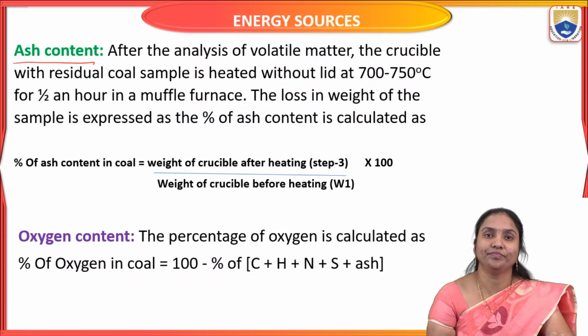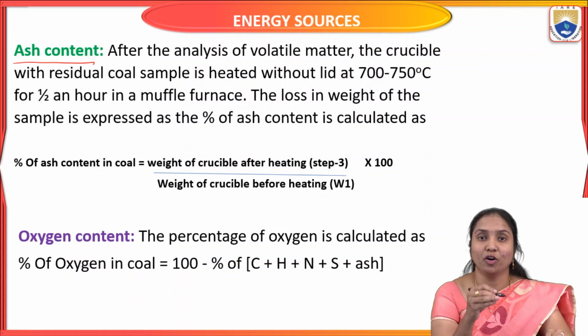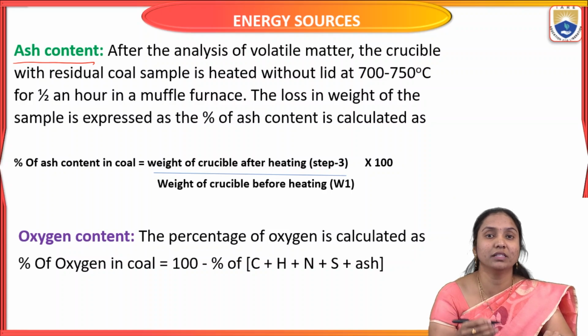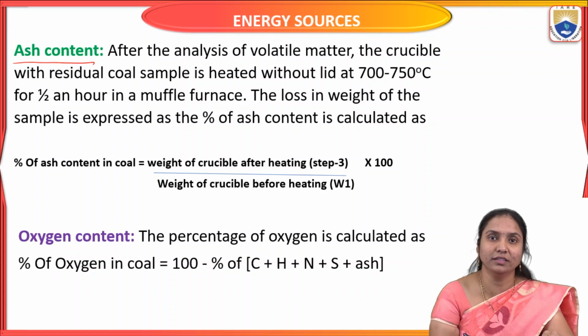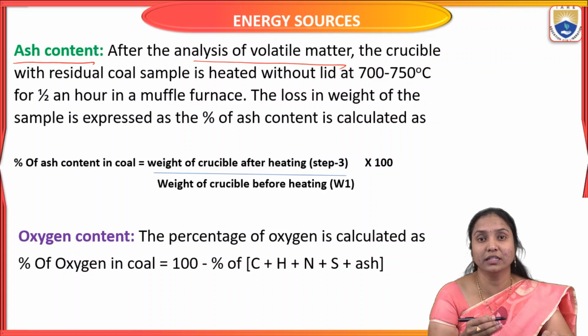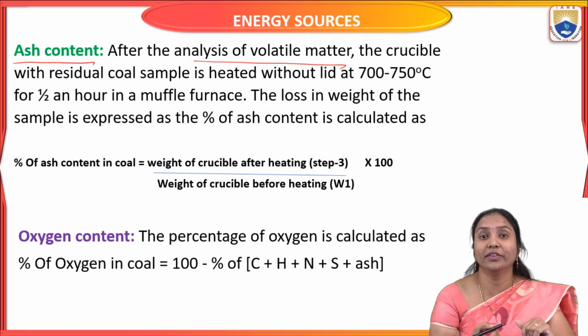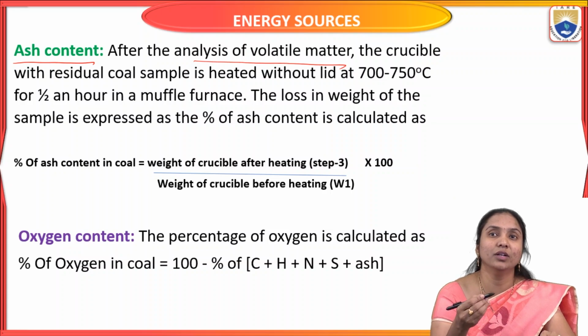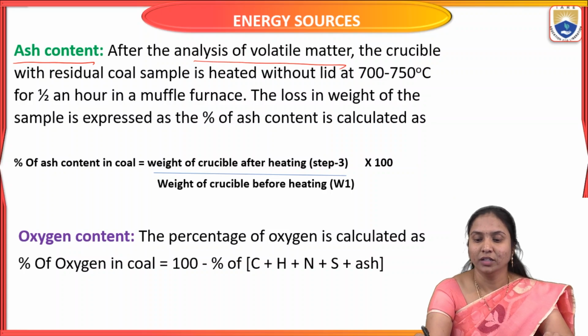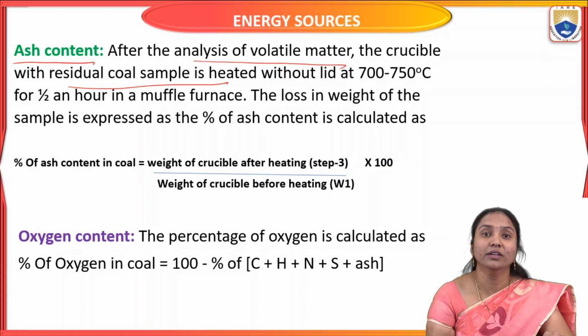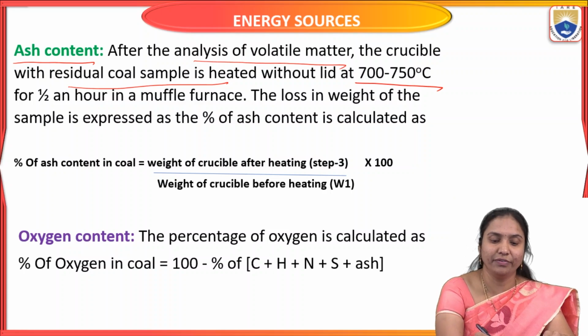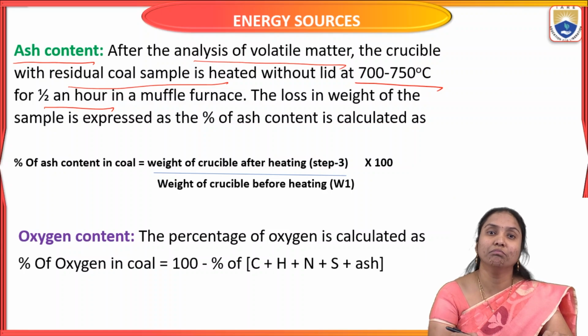Now let's discuss ash content. We already discussed this previously in the proximate analysis. In the same way, we are using it here. How can you determine the ash content? It is similar to proximate analysis, where we can find out moisture content, volatile matter and ash content. After completing moisture content and volatile matter, the residual coal sample is taken in a crucible without lid and heated at a temperature of 700 to 750 degrees centigrade for half an hour in a muffle furnace.